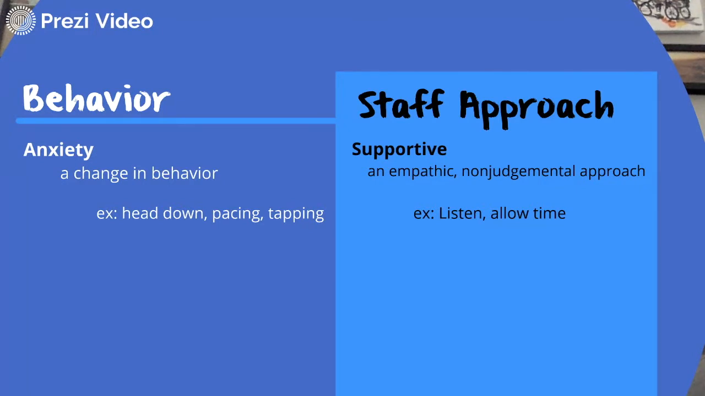So staff, when we recognize that there's been a change in behavior, whatever it is, our job is going to be supportive. So we're going to approach the student with an empathic and non-judgmental approach. So that might mean they may need time to listen. We may need to just give them some time. If they need to take a minute, they can go take a walk. Whatever that student needs in that time, we're going to provide to hopefully de-escalate the crisis at this point. So again, anxiety, that change in behavior, different for everybody.